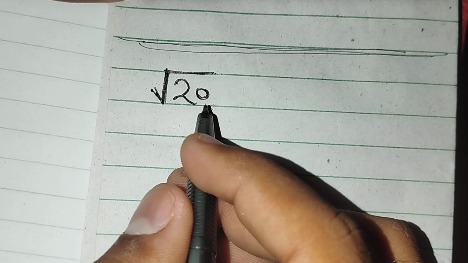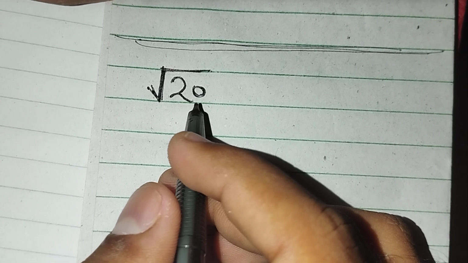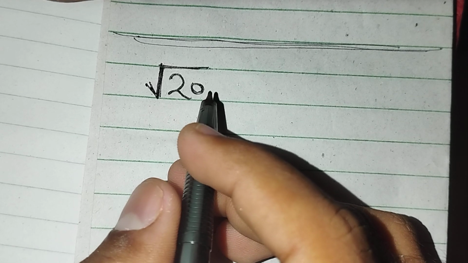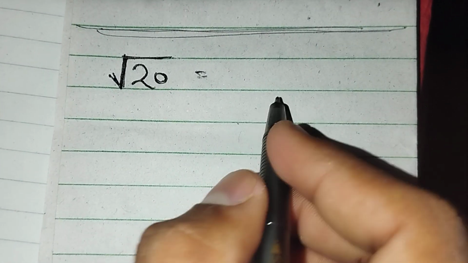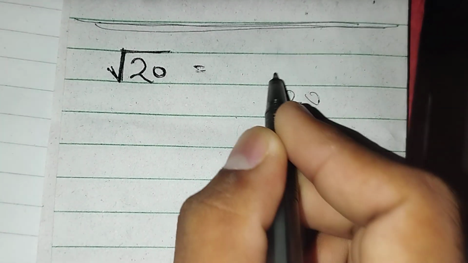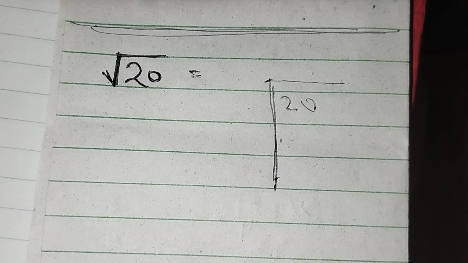In this video, we are discussing simplifying radicals without a calculator. So here we use the division method. We simplify the radical 20. So here, radical 20 without a calculator. Here we write the 20 and write the division method.